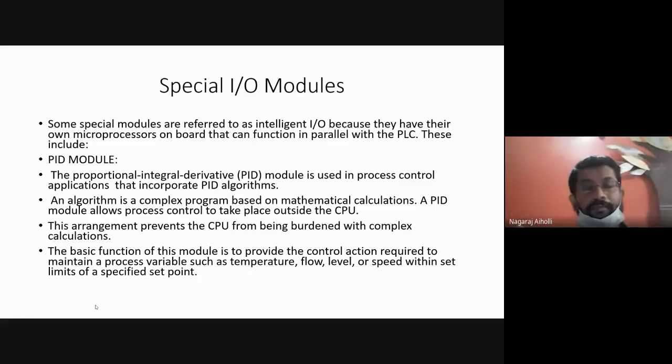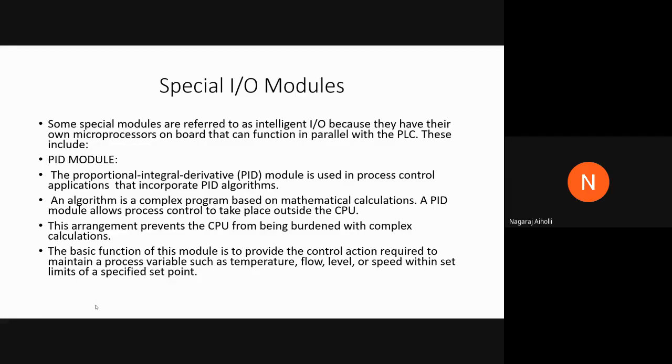Now, if the CPU is taking the function of the PID module, what happens? Its function increases. There is a certain burden on the CPU. Instead of this, if the PID module does its own function and the CPU is a different module doing its own function, then the burden on the CPU will be reduced. That is the meaning of this point here.